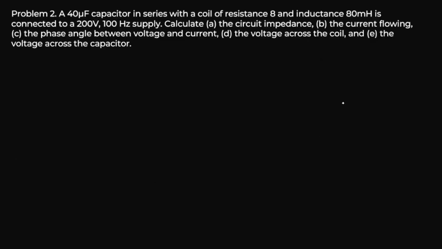Problem number 2. We have a 40 microfarad capacitor in series with a coil of resistance 8 ohms and inductance 80 millihenry, connected to a 200 volt supply at 100 hertz frequency. We have to calculate the circuit impedance, the current flowing, the phase angle, the voltage across the coil, as well as the voltage across the capacitor. Just a similar question to the first one that we did. So let's go ahead and look at that. Solution.